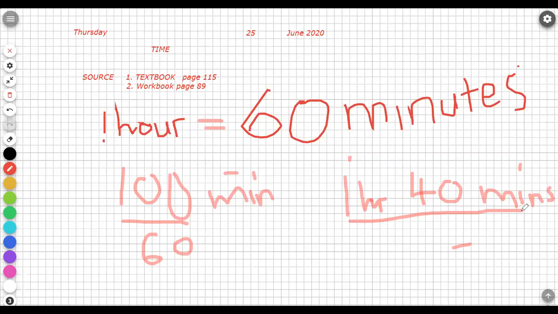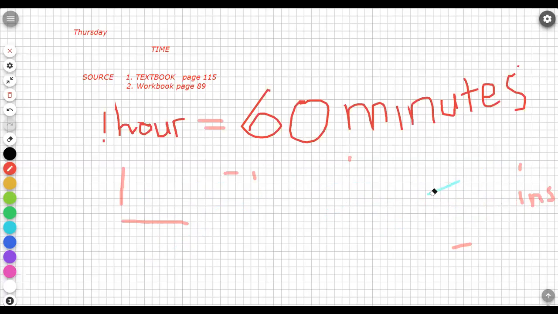Okay, let me go to another example that we have here. I'm going to change 68 minutes into hours and minutes. Right, 68 minutes into hours and minutes. I'm going to do the same. If you want to change minutes into hours, let's look at the relationship between hours and minutes. 1 hour is 60 minutes.